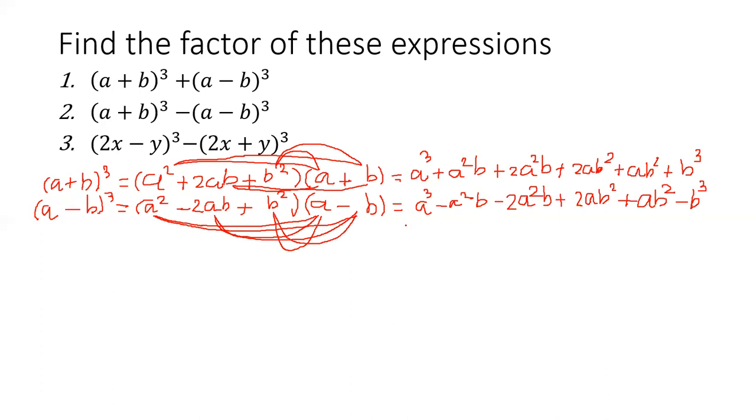Okay, now we are going to calculate. Look, the question is (a+b)^3 + (a−b)^3. It means this expression plus this expression, right? a^3 plus a^3 equals 2a^3.